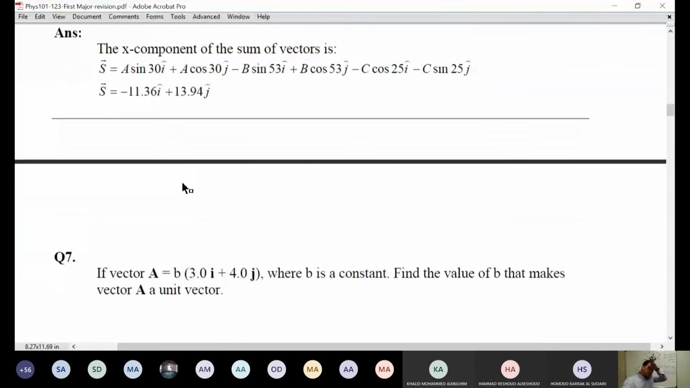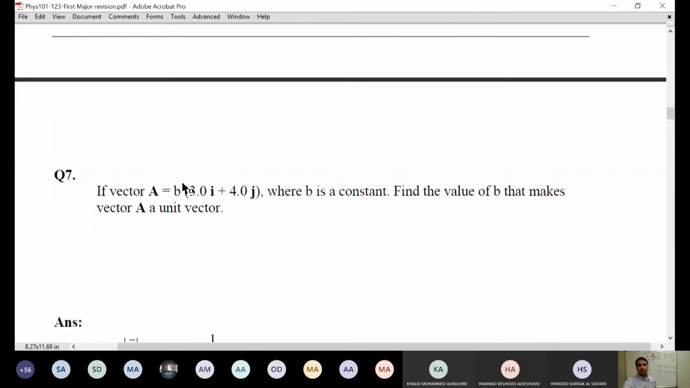So you will be looking at in which quadrant your vector is lying, and then based on that, you can decide your x and y angles. But the problem's wording is a little bit misleading.